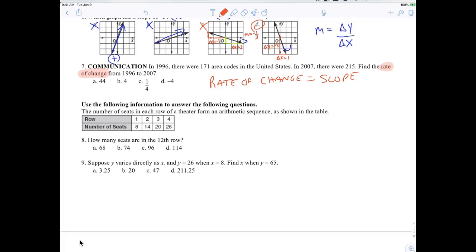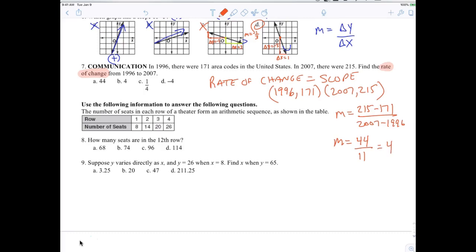So I went from 1996, I had 171, and then in 2007, I had 215. Everybody agreeing with me? And so now it's just the change. So M is equal to 215 minus 171 over 2007 minus 1996. What's 215 minus 171? I think it's 44. Yeah, you're right. And then 2007 minus 1996 is 11. And then you reduce that to 4. So the slope, or the rate of change.